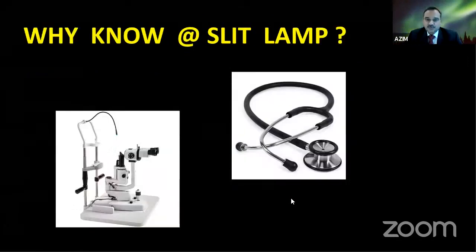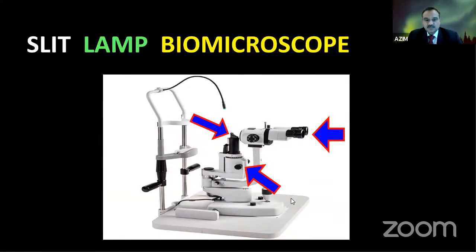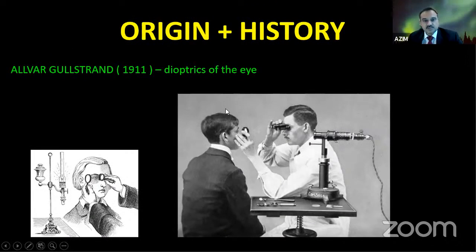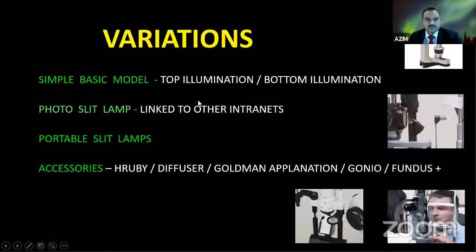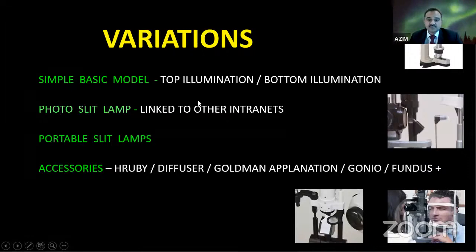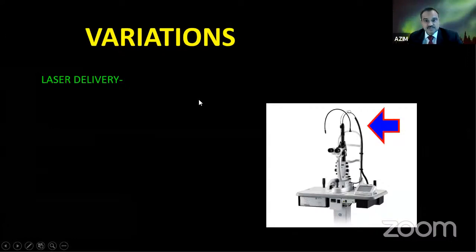So a slit lamp for an ophthalmologist is like a stethoscope to a physician. It has three parts, which has been well covered: the optical system, the illumination system, and it derives its name from the slit lamp biomicroscope, which means the lamp is here, which creates a slit, and is viewed by a biomicroscope. It's Gullstrand who introduced the slit concept, and it has really evolved from the primitive stages to what it is now. So we have the basic model, we have the photo slit lamps, we have the portable slit lamps. We do have accessories which can be used with the slit lamp as well. Lasers can also be used with the slit lamp.